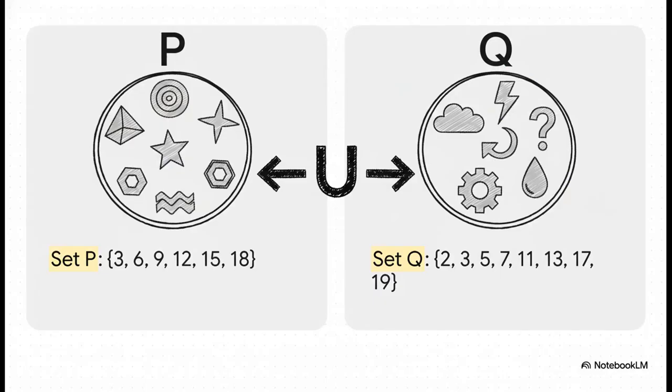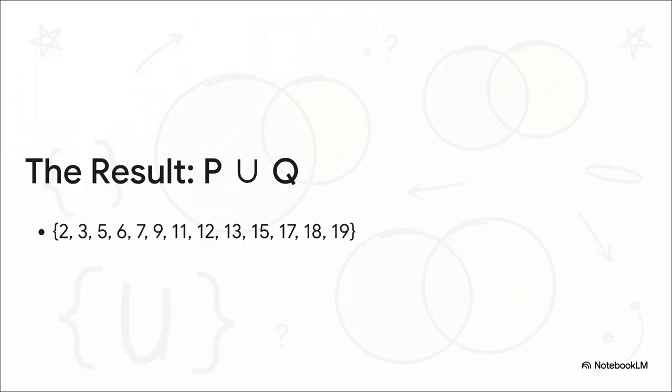So, step 1, let's combine set P and set Q. We're doing a union, so we're just making one big list with all the unique numbers from both of those sets. When we merge them, this is the set we get. Notice how the number 3 was in both of the original sets, but we only list it once here. So this combined set is our answer for what was inside the parentheses. But we're not done yet.